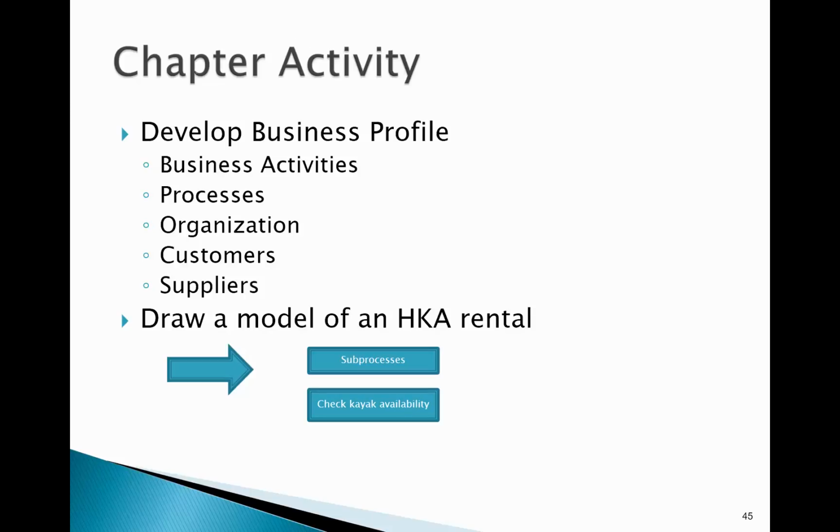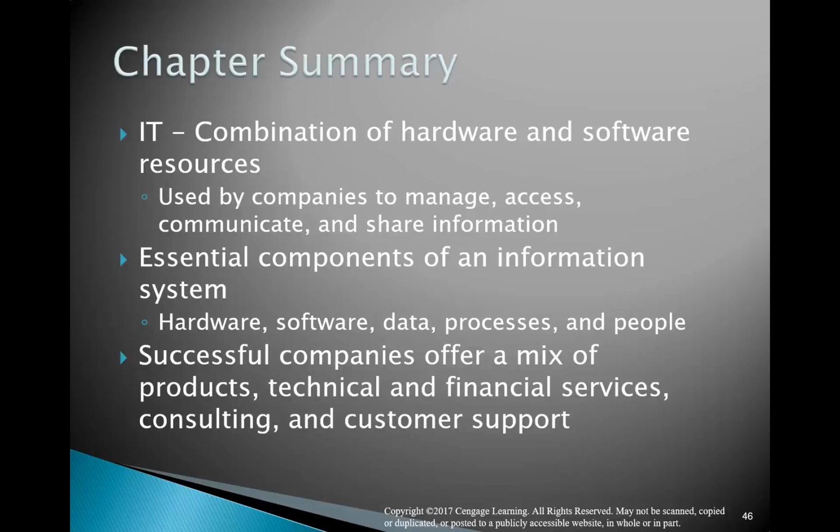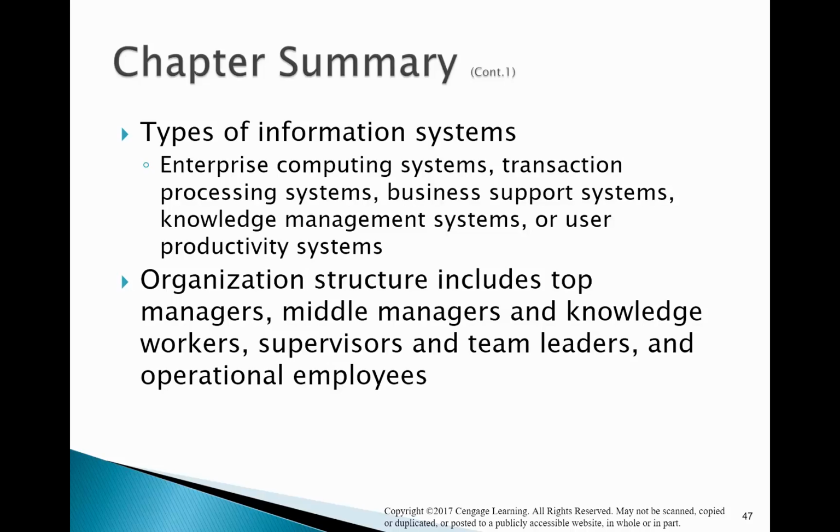So that's it for the chapter. I'm not going to go through and talk about much more. Here's some of the summary of what we talked about: hardware and software resources, the components of this, and I gave you my rendition of that. The different types of information systems, and this is a small list. There's not enough slides to put every different type on here.